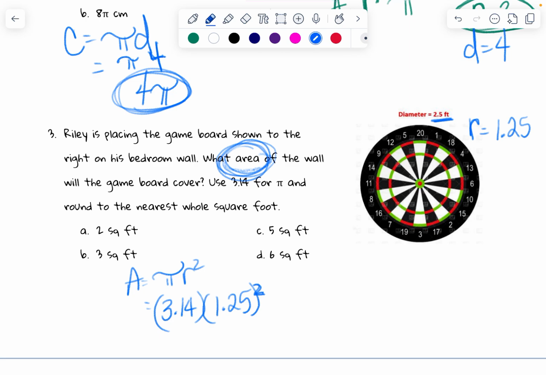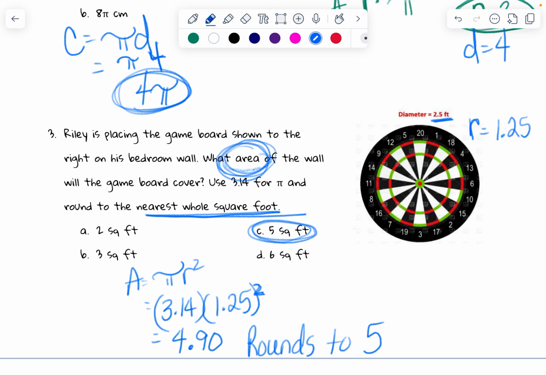It's going to be 4.90. And it says round to the nearest square foot whole. So that's going to be rounded to 5. So the answer there would be C.